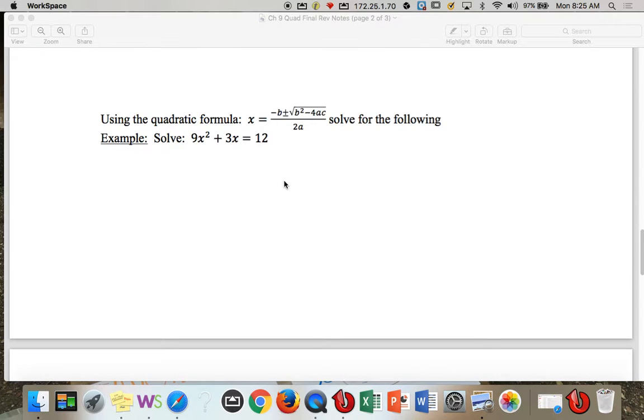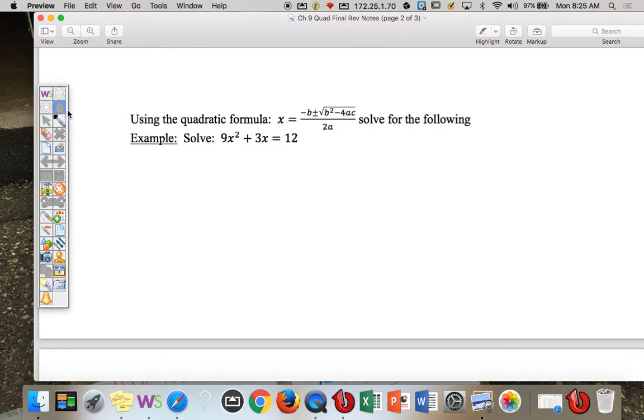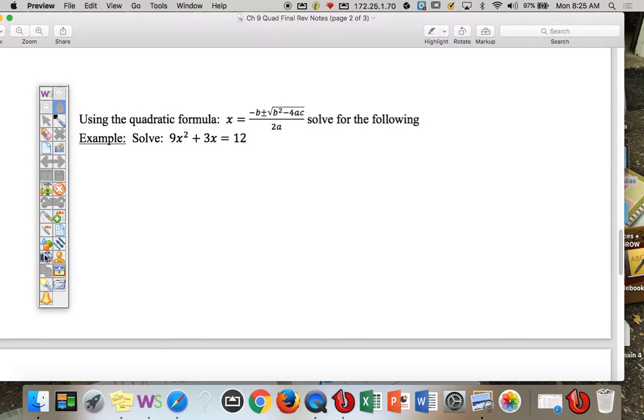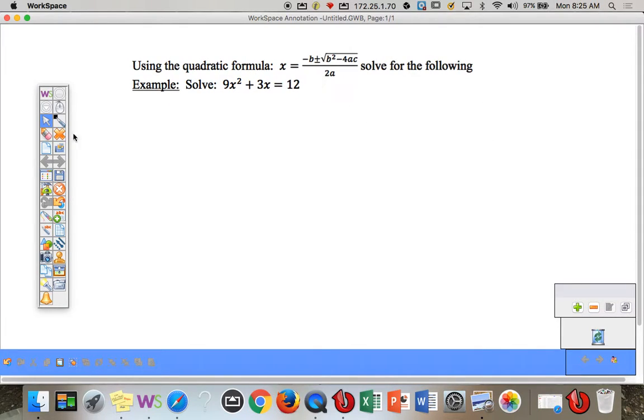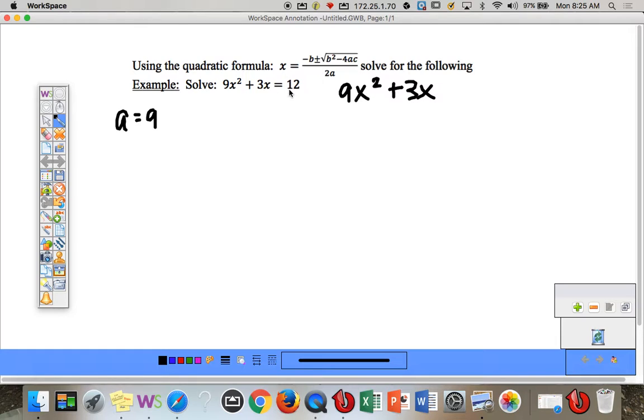You saw the quadratic formula in the previous problem. First up, you want to find a, b, and c. So a will be 9. Here, we should put everything on one side: 9x squared plus 3x, and you would subtract 12 from each side to get 0 on one side. We're looking for the zeros, so you do need that 0 on one side. So a is 9, b would be 3, and c would be negative 12.